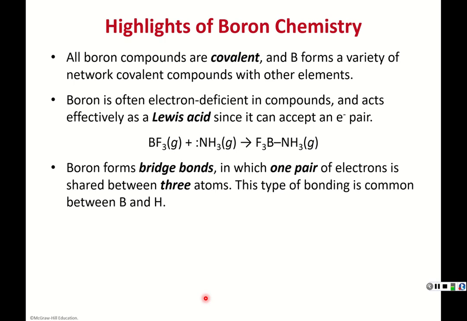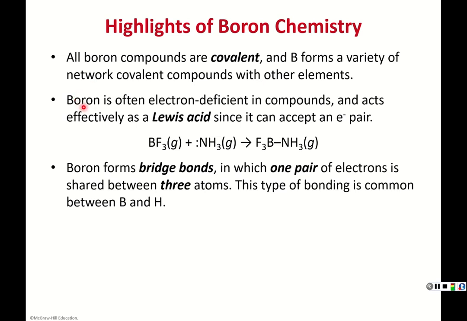So let's look at some of these elements individually. The top element in the group, boron, what the group or family is named for, has a very interesting chemistry. All of its compounds are covalent. Okay, so it's a nonmetal. You can consider it like a nonmetal, and it makes covalent compounds. And it forms network covalent compounds with other elements. And so this is sort of like carbon, where we can have a network of covalent bonds. But some of these bonds in boron are quite interesting.